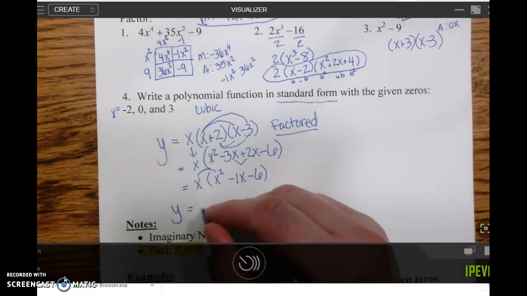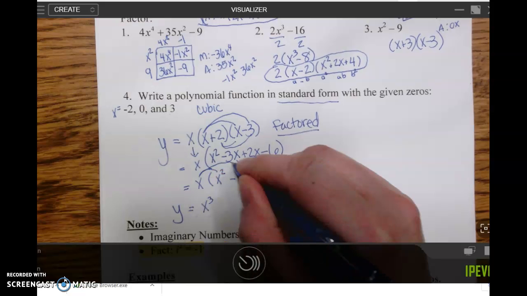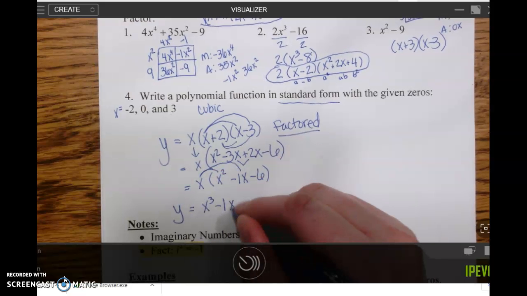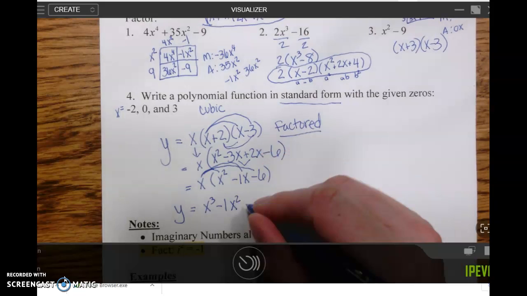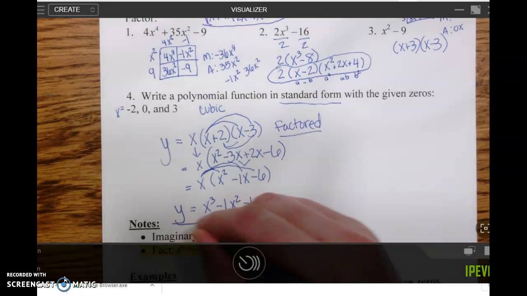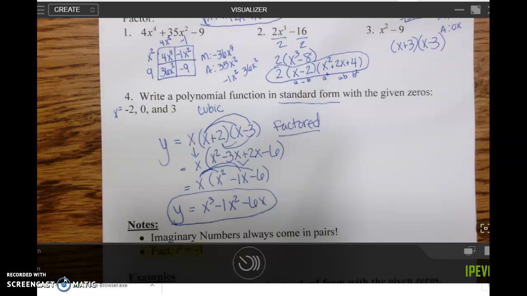So x times x squared is x cubed. X times a negative 1x is a negative 1x squared. And x times a negative 6 is a negative 6x. And so this would be the original polynomial in standard form that would give the zeros x is negative 2, x is 0, and x is 3. All right, and like I said, all of the warm-up things you've seen before.